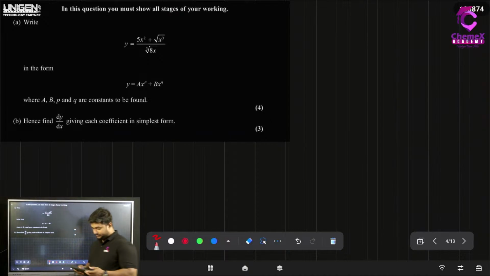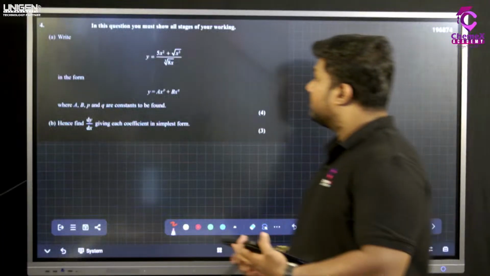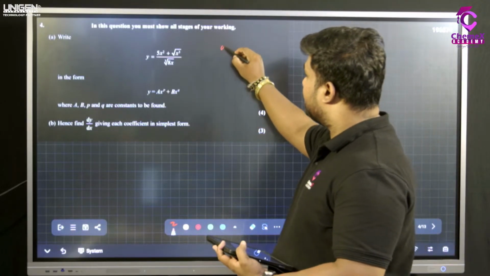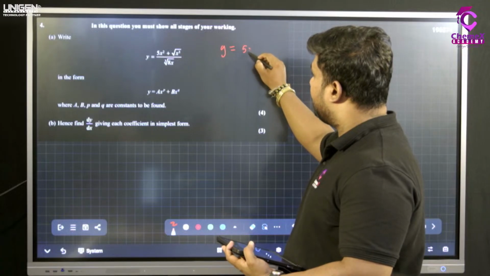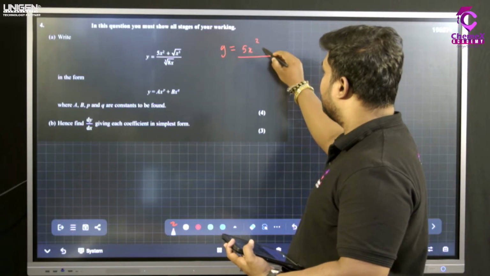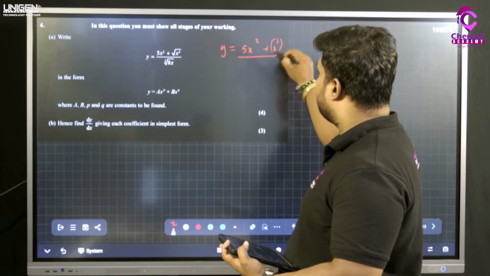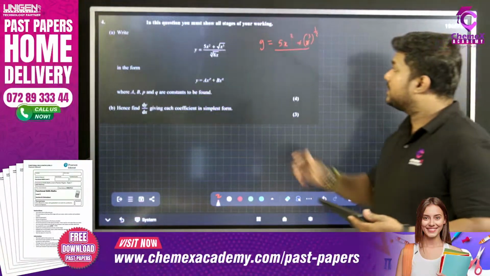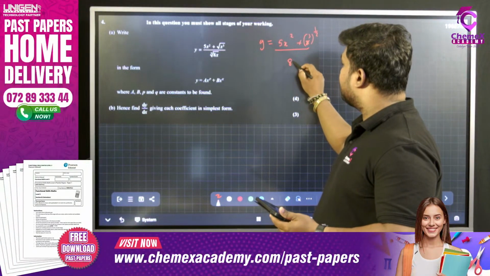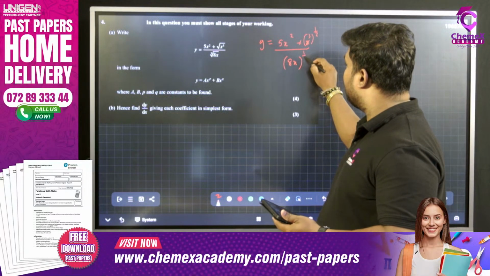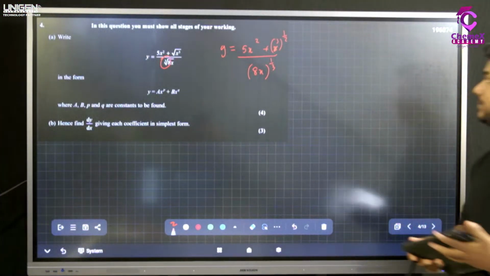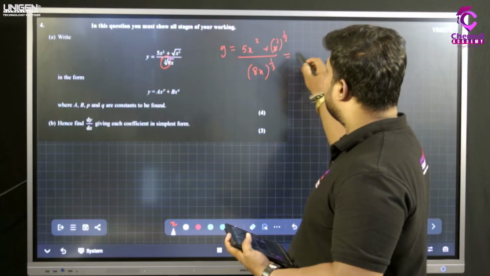How do you simplify this? First thing, you can write y is equal to 5x squared plus x cubed, and you have power half because root is power half, right? So if root is power half, then next one 8x power 1 over 3 because cube root is power 1 over 3. Then what do we do? I'll just simplify it much further.